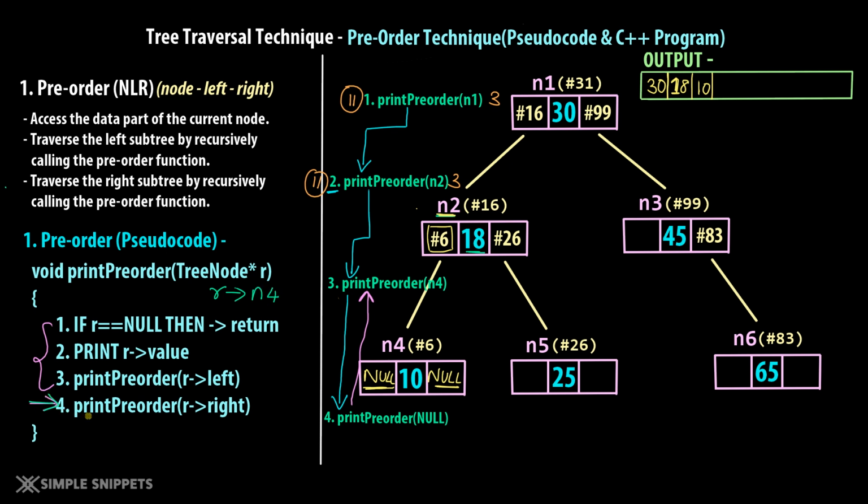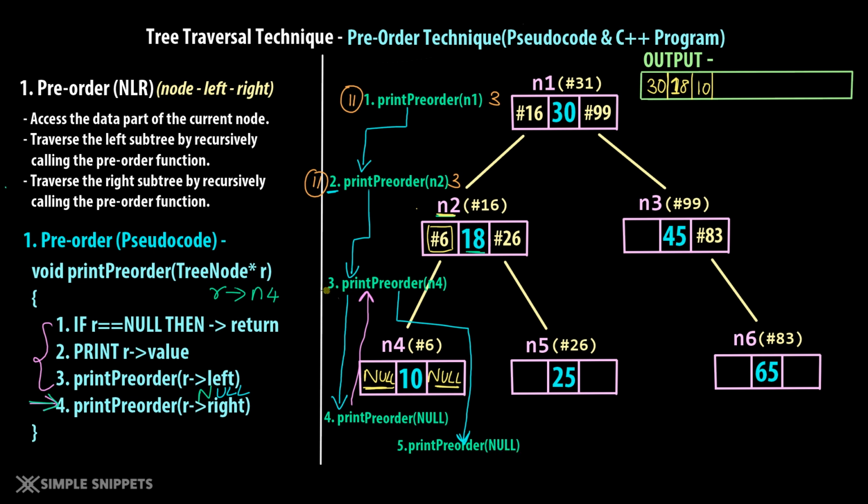Now if you observe, the fourth step is nothing but another print preorder call, another recursive call, but this time we are saying r of right. So r is currently having n4, which is this node. R of right is nothing but null because we don't have a right child. So again we will give a fifth preorder call. So you can see a fifth preorder call, but this time again we will pass null in it. So from third print preorder call we are giving a fifth print preorder call, and we are passing null.